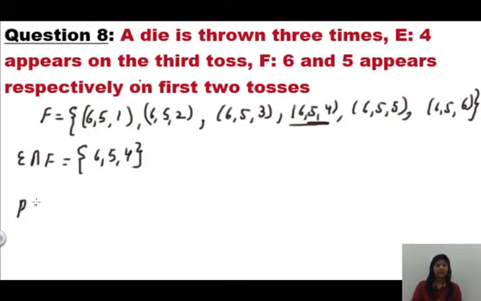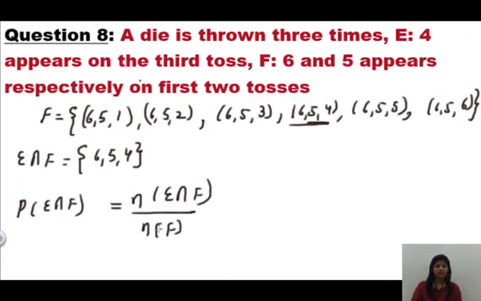Now we have to find the probability of E given F. For that we need the number of elements in E intersection F divided by the number of elements in F. E intersection F, only 1. The number of elements in F is 6. So the probability of E given F will be 1 by 6. I hope this is clear now.